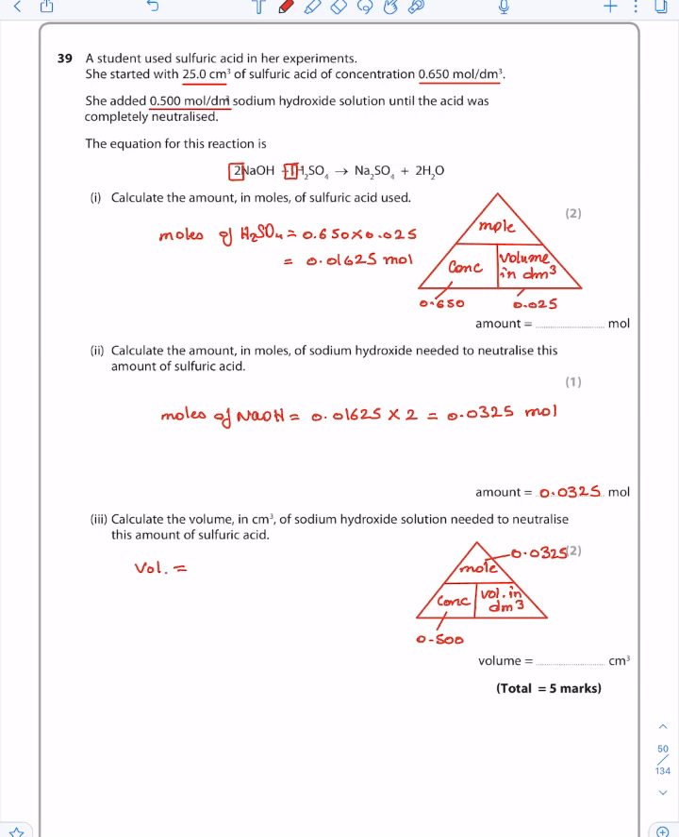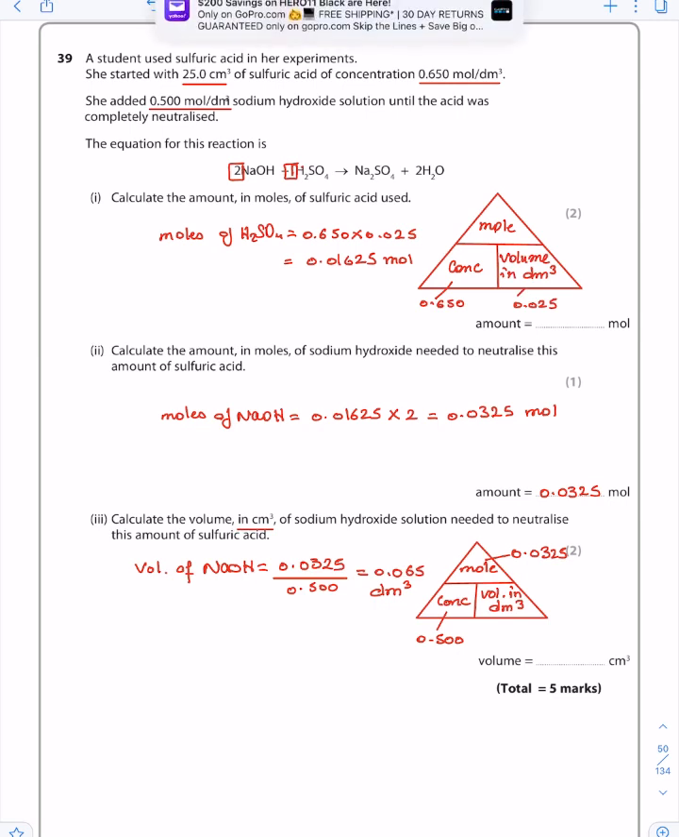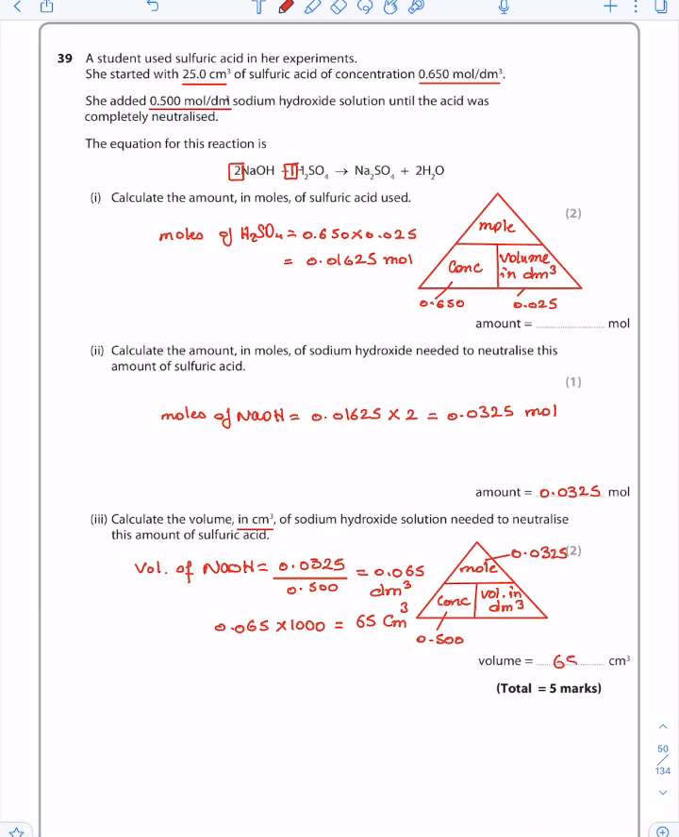الفوليوم is equal to اللي هو الفوليوم of sodium hydroxide is equal to moles 0.0325 over the concentration 0.500. ده هيطلع معانا 0.065 cubic decimeter. بس عشان الانسر لازم نطلعه in cubic centimeter. يبقى نعمل 0.065 times 1000 يبقى تطلع 65 cubic centimeter. يبقى الانسر هنا 65 cubic centimeter.